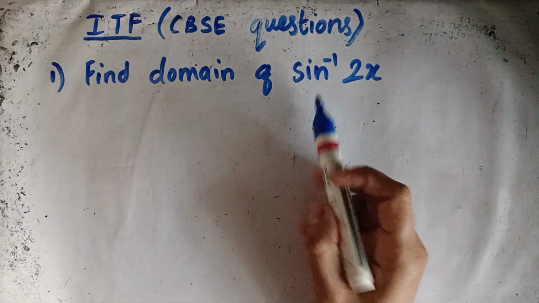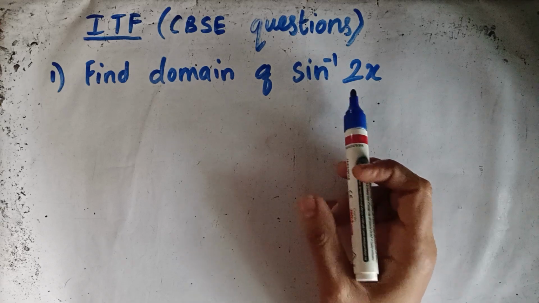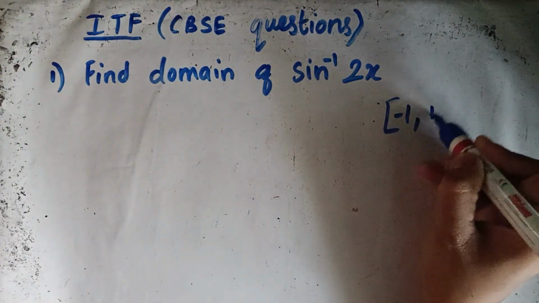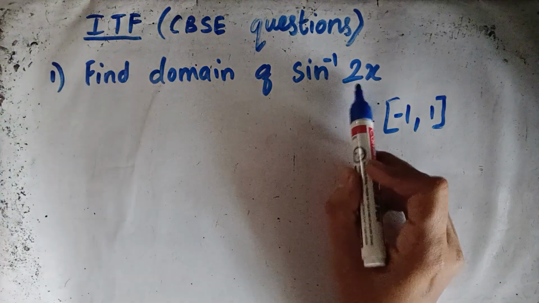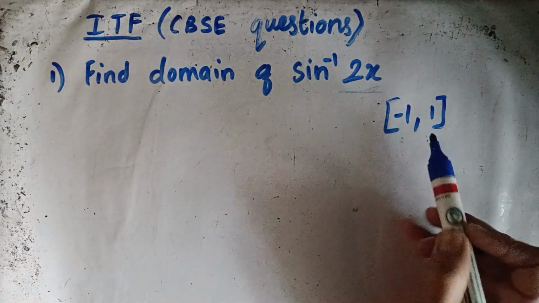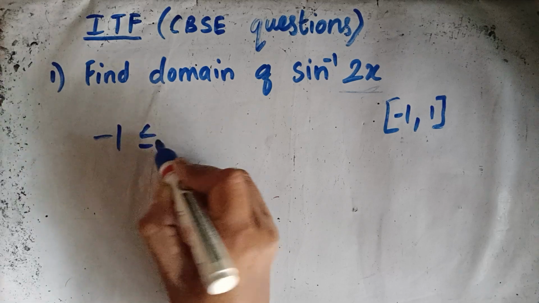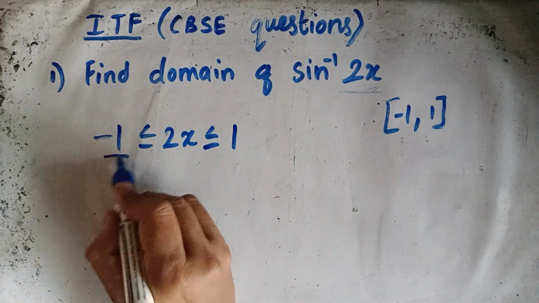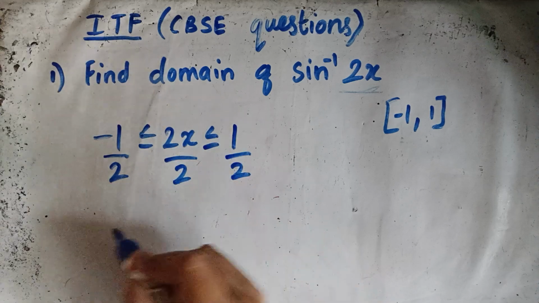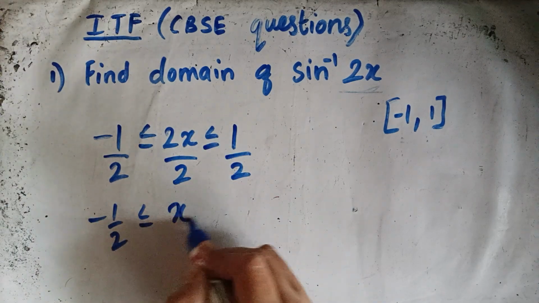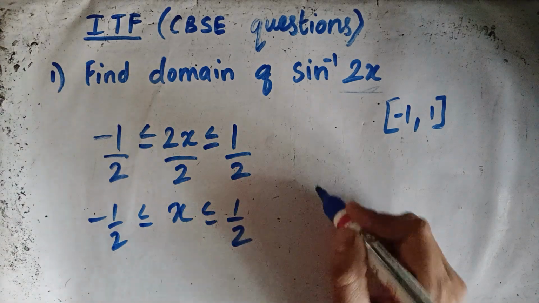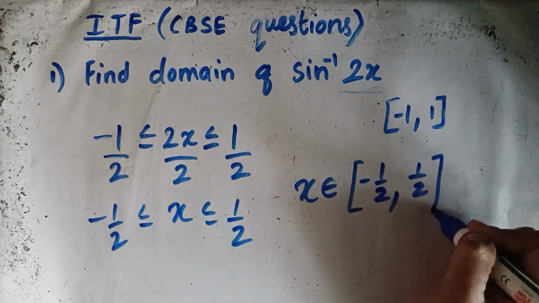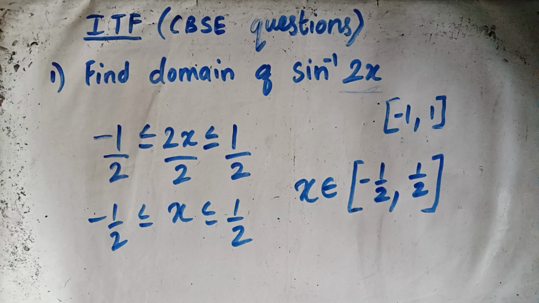You have to find the domain of sine inverse of 2x. Now we know the domain of sine inverse of x is the closed interval minus 1 to 1, correct? So this 2x lies in this interval. So we can write minus 1 less than or equal to 2x less than or equal to 1. By dividing by 2, we get minus half less than or equal to x less than or equal to half. So x belongs to the interval minus half to plus half.